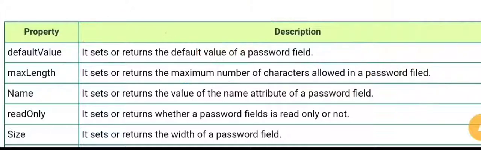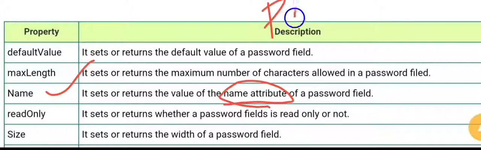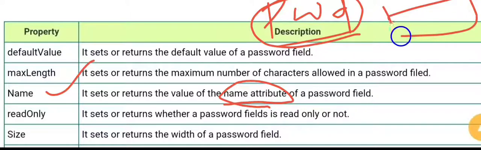Next, here we have name. Name is nothing but sets and resets the value of the name attribute. Same thing, you mentioned this is password. Here is my label, this is the name for the password, right? If you mention some instructions for this password, then you can write it in the name, right?